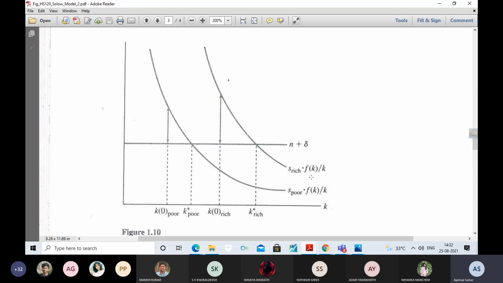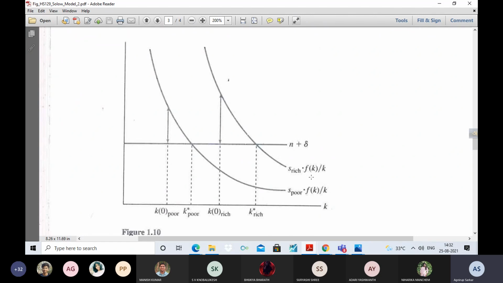So what you should do is hold the determinants of k star constant, right? And why would you do that? You would do that in order to isolate the predicted inverse relationship between growth rates and initial positions.